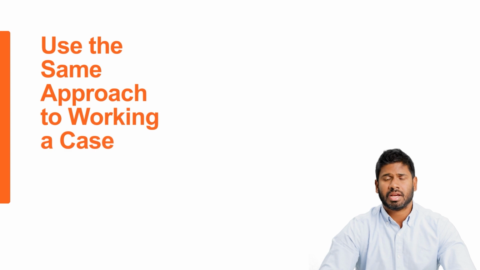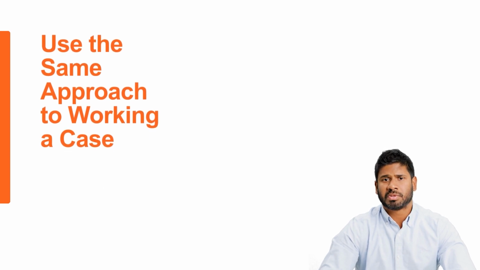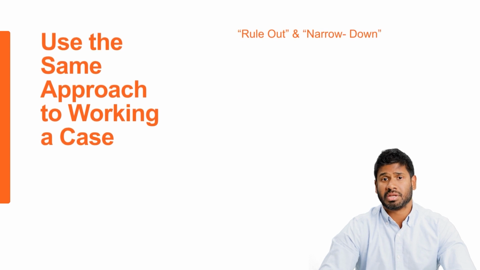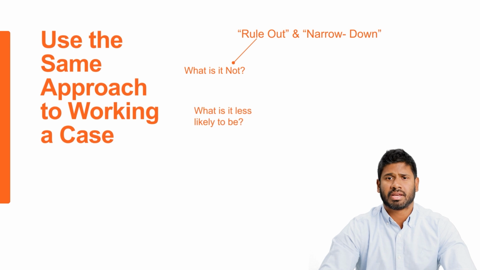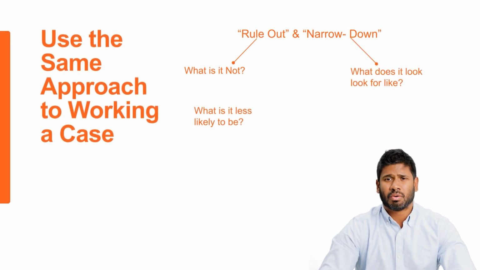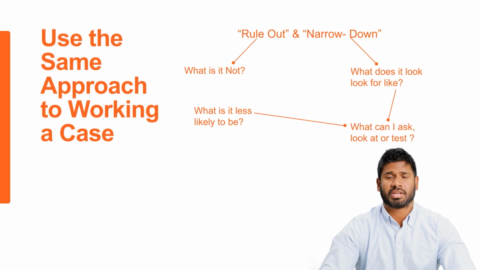Lastly, a few notes on your decision-making process, and try to use the same approach to working up every case. We work specifically on ruling out or narrowing down. Ruling out: what is it not, or what is it less likely to be? Narrowing down: what is it, or what does it look like, or what is it similar to? And lastly, ask yourself, what can I ask, what can I look at, and what can I test?